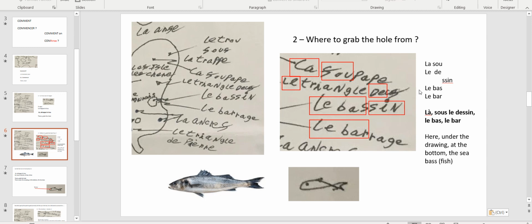I picked some letters and reconstituted new sounds because I was stuck. That didn't lead me anywhere. But what was leading somewhere is "là, sous le dessin," underneath the drawing, "le bas," at the bottom, "le bar." And then it took me 6 seconds, and there's a flash in my head: the bar. We're not talking about the bar when you drink beer, and we're not talking about a bar of cereal. We're talking about the bar of fish. In French, a bar is also a place you drink, also a bar of cereal, but also a sea bass. And I went down under, and I saw that sea bass.